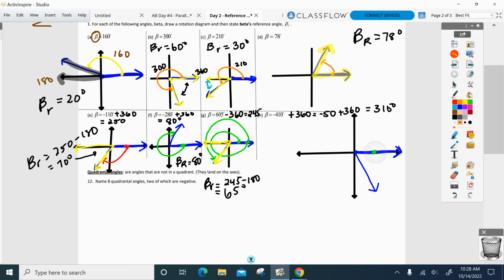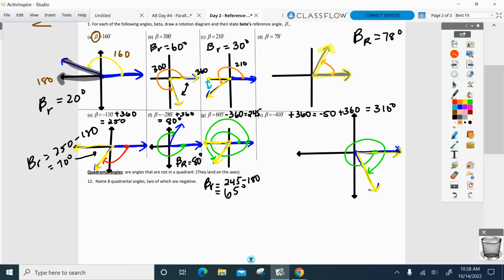All right, here's where I'm going to start my rotation arrow. Where should it go, clockwise or counterclockwise? Clockwise, negative 410. Should I end it here? No. I have to go all the way around for 360, then an extra 50 degrees. And then here you go.